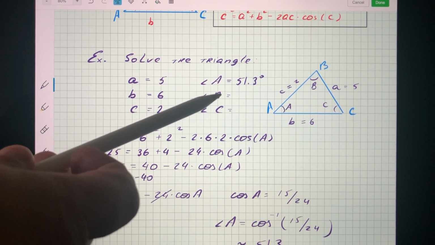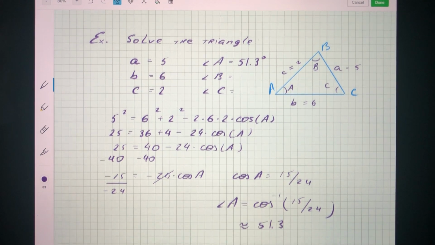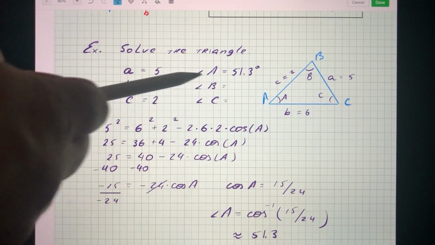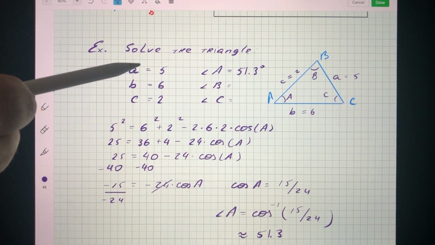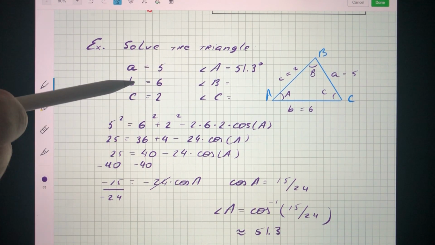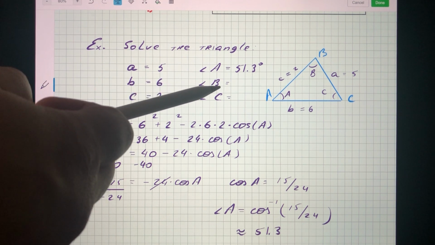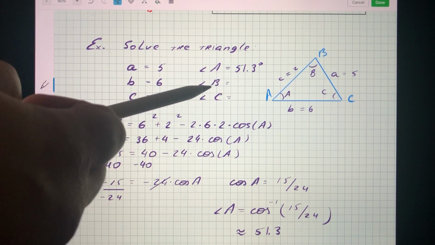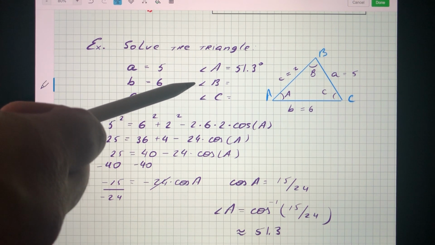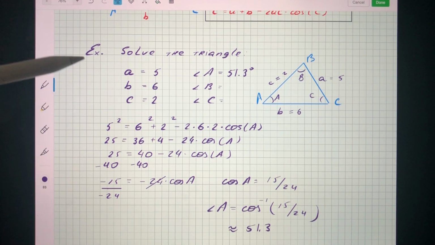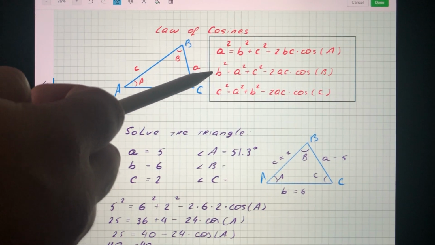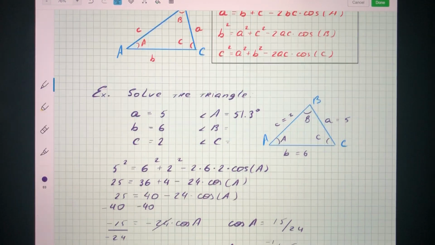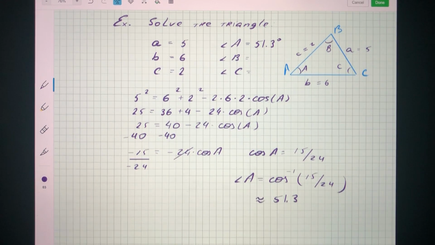Now we need one more angle. Let's find the angle B. At this point we can use law of sines because we know everything about the A, so we can use the law of sines with the sine of angle B divided by B to get the missing angle. But let's continue using the law of cosines because it will work just the same. So for the B, here is the B side. For the angle B, we need B squared, A squared, C squared.